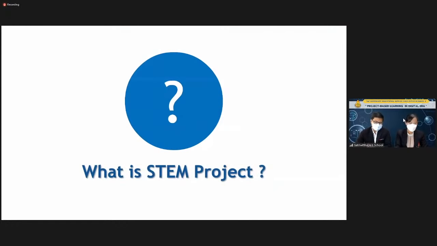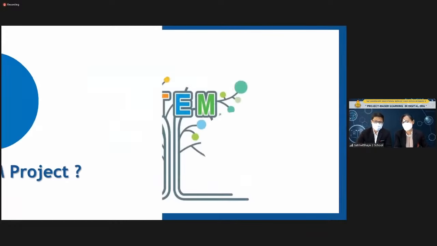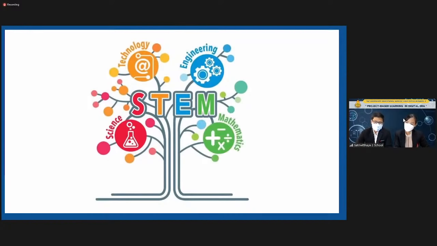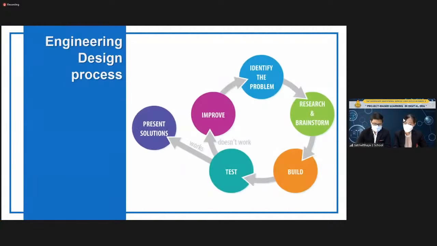Next, I would like to expand on STEM projects. We know that S is science, T is technology, E is engineering, and M is mathematics. So a STEM project is a project that applies knowledge of science process skills, technology, and mathematics to solve problems or meet real-world needs, applying engineering design processes. The following are the 6 steps.